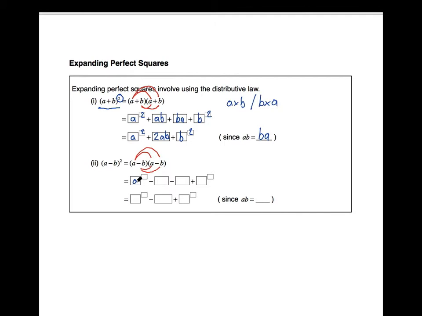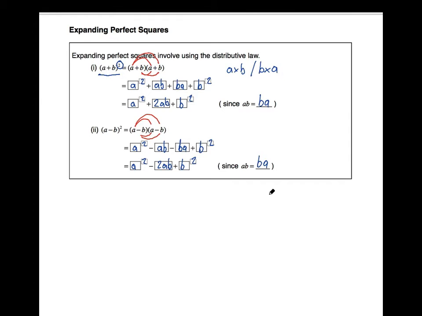A times a is simply a squared. A times minus b would be minus ab. And in this case, minus b times a is the same, minus ba. And finally, minus b times minus b is not minus b squared, but in fact plus b squared. And we know this because when multiplying two negative terms, we get a positive outcome. Grouping the like terms and simplifying once again, a squared remains the same, minus 2ab is placed in here, and finally that plus b squared also remains since ab is equal to ba.